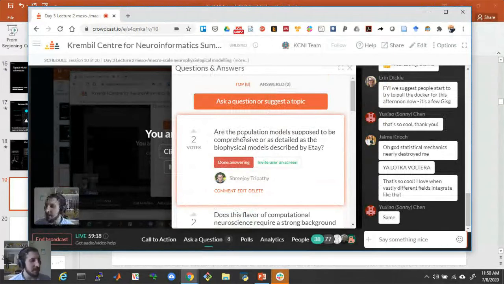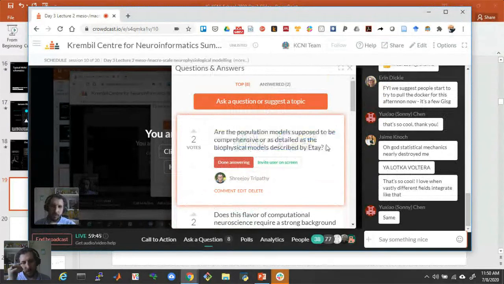As simple as it needs to be, but no simpler, is a reasonable heuristic. But I think life is more complicated than that. So it's really a question of what we're trying to achieve in terms of the detail. But this is an active research question, how much should be included and how much is too much of an omission. But no, they're not intended to be as comprehensive.